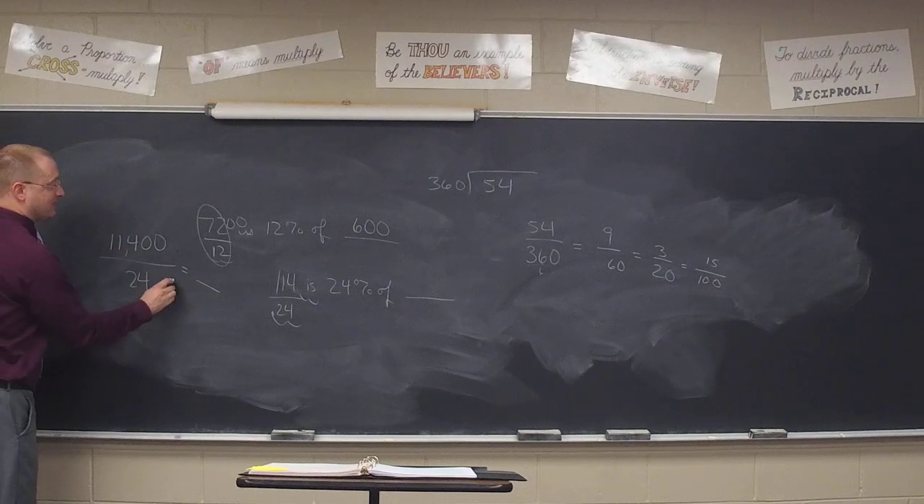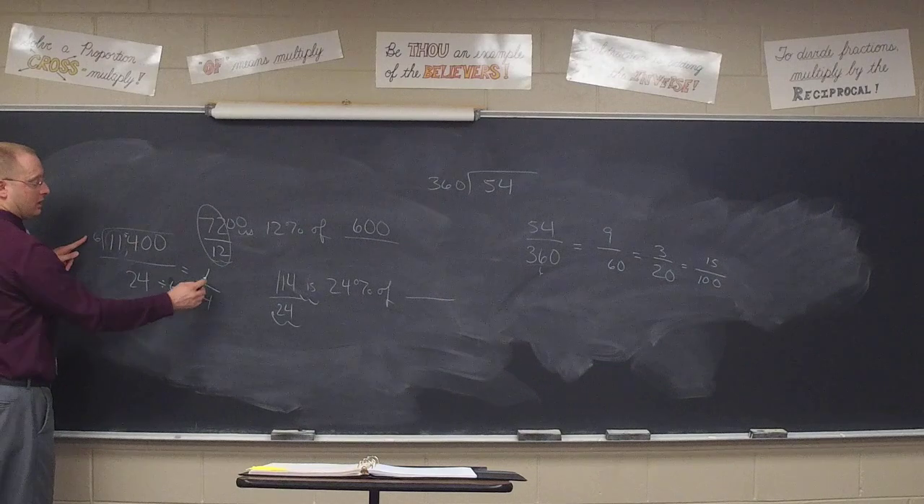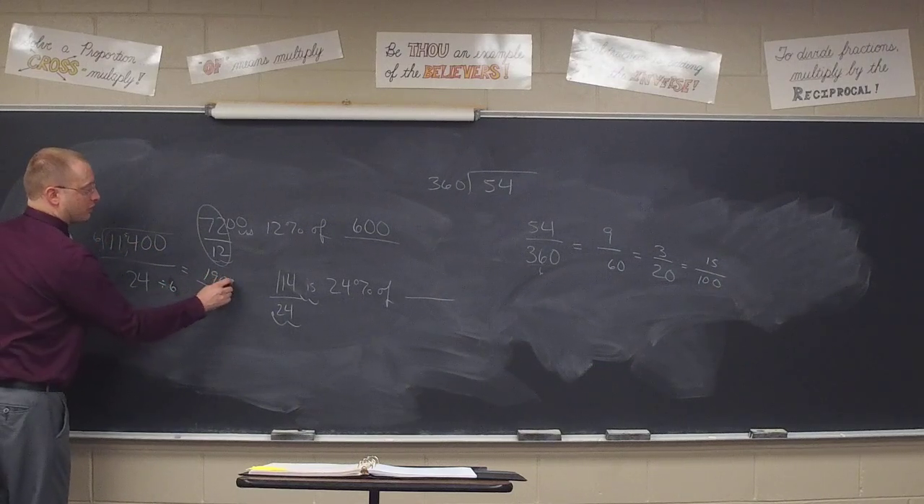Dividing by 6, we get 4. And then dividing this by 6 is going to be a little bit more of a challenge. 6 goes into 11 with 5 left. 6 goes into 54 9 with nothing left. And then it goes into the zeros, of course.